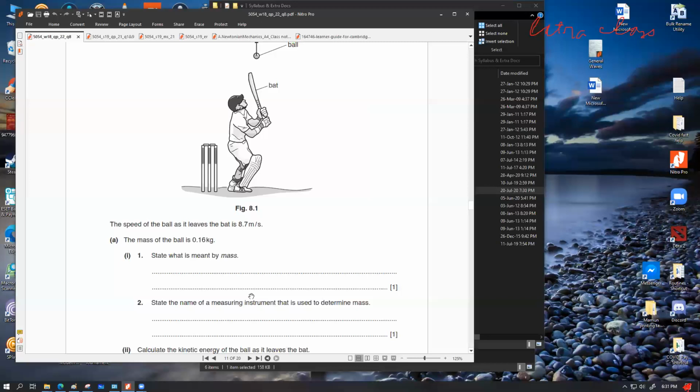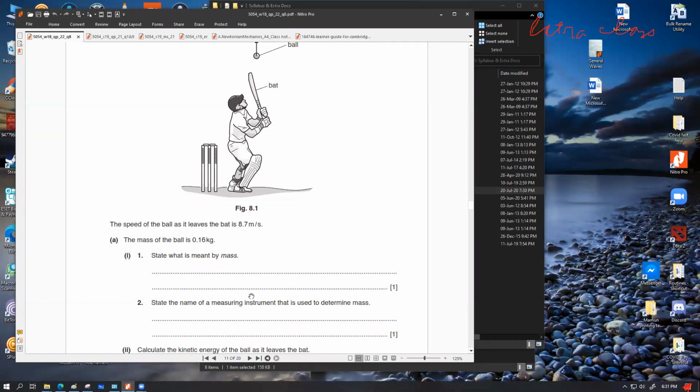What is the name of a measuring instrument that measures mass? Can we use electronic balance? Electrical balance, beam balance. Electronic balance. You can write electronic balance, beam balance. You can write top pan balance. You can write spring balance.